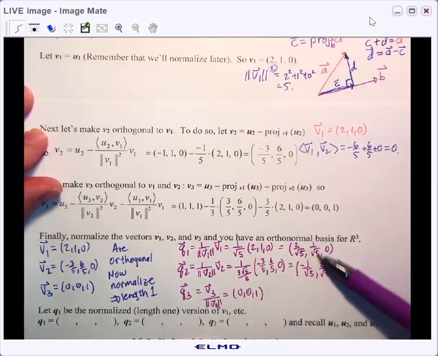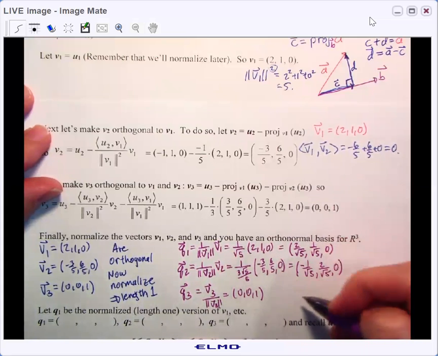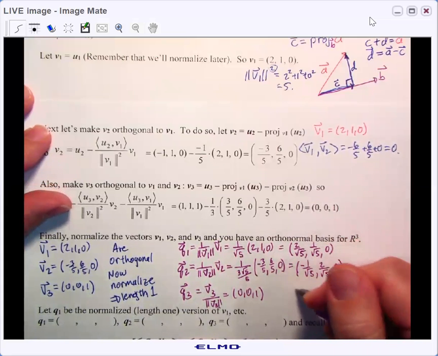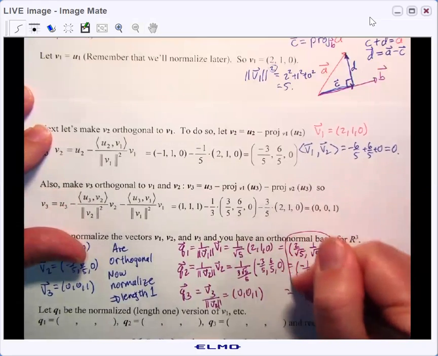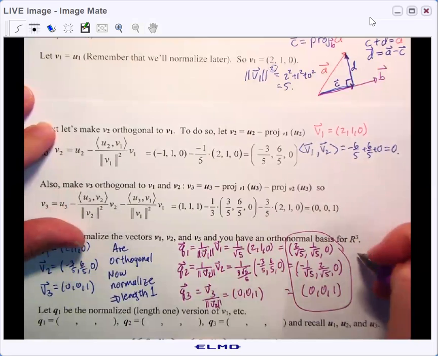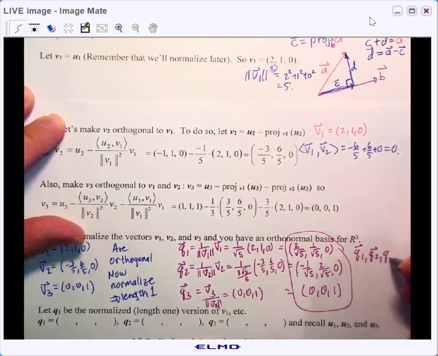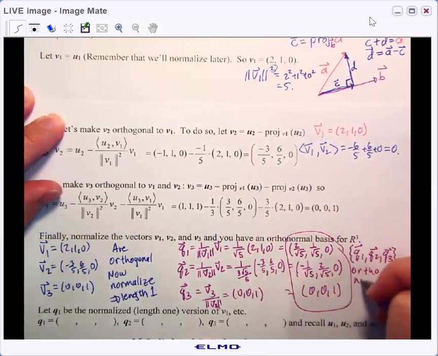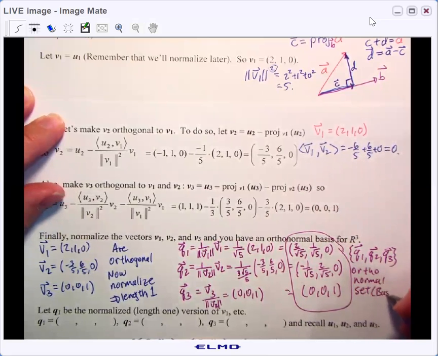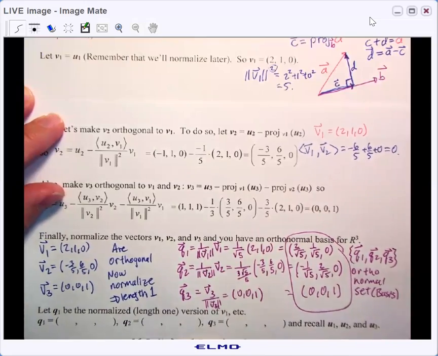So we now have created vectors Q1, Q2, and Q3. I'm going to come over here and write that again, 0, 0, 1. So these purple vectors, the Q1, Q2, and Q3, are our orthonormal set. And they're even, in fact, a basis, an orthonormal basis.